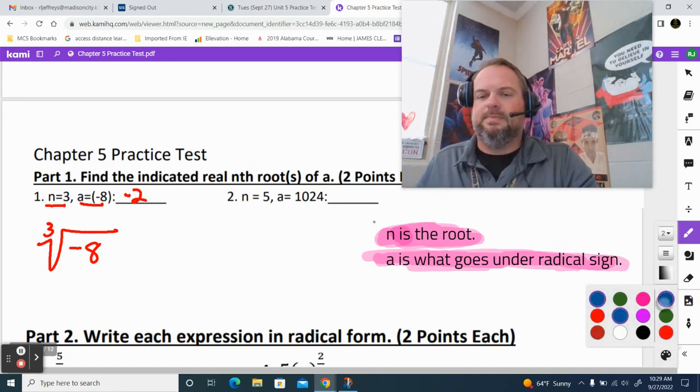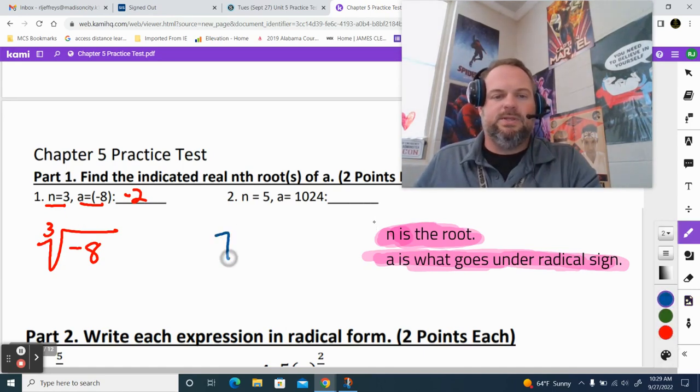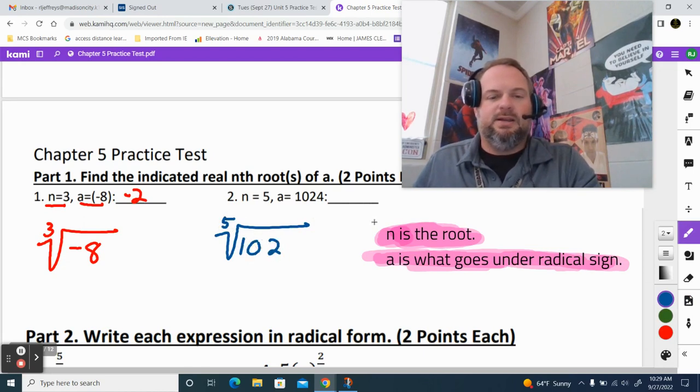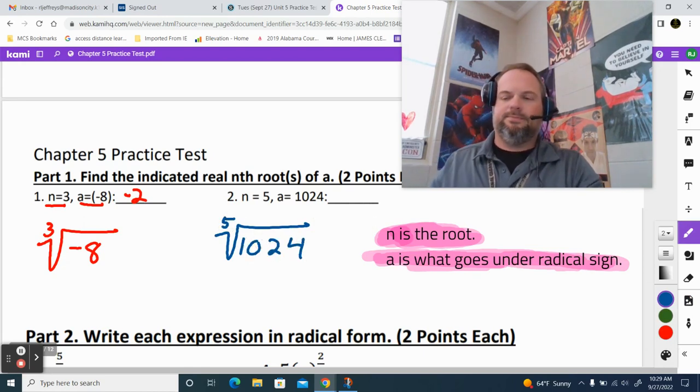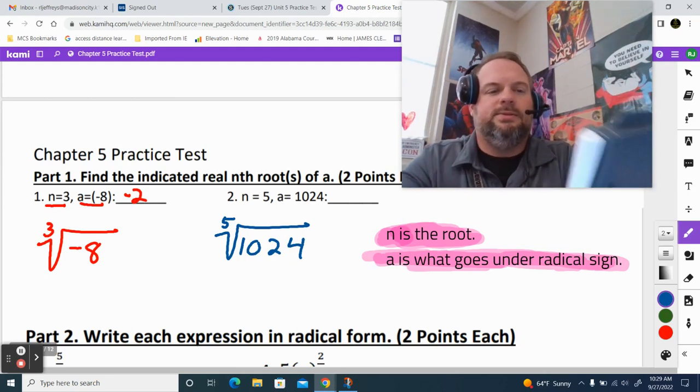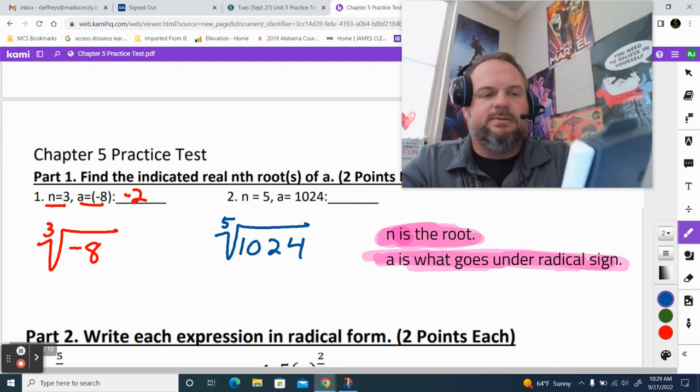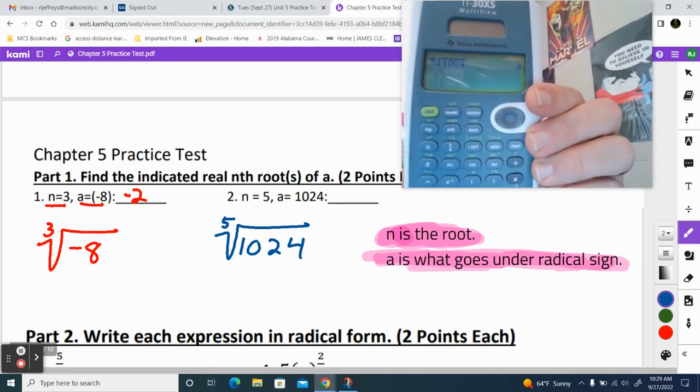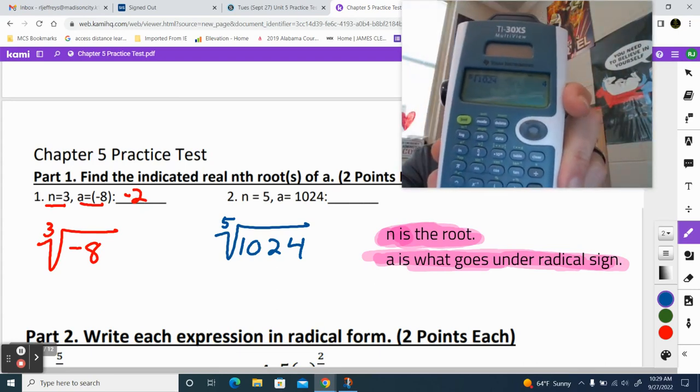Okay. This is the fifth root of 1024. So 5, second, raise the roof button, 1024. And you get 4.